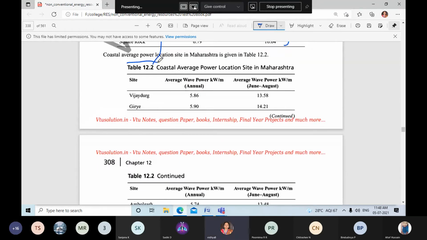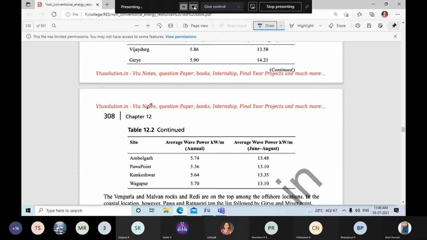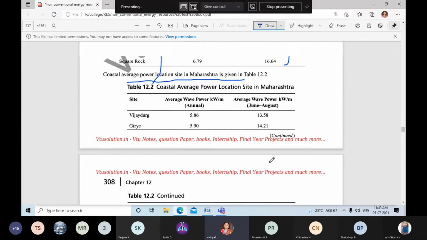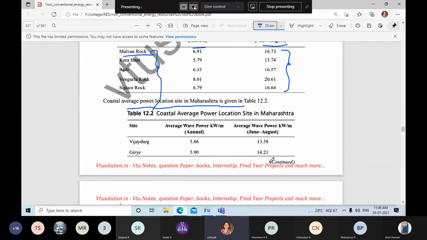Coastal average wave power location sites in Maharashtra are given in the table. If you observe Vijaydurg, Mate, these are the different sites which get wave power. For example, Amboli 5.74, and the average wave power during June to August is 13.48. These are the different coastal average wave power location sites in Maharashtra.